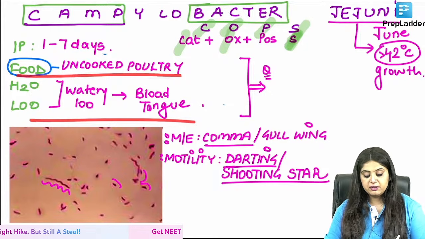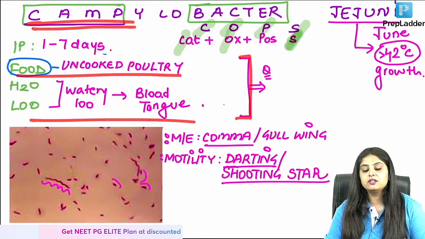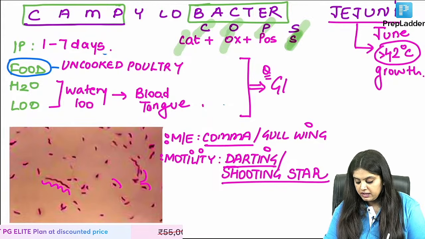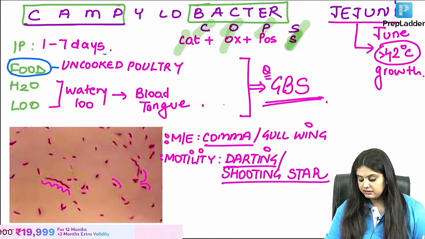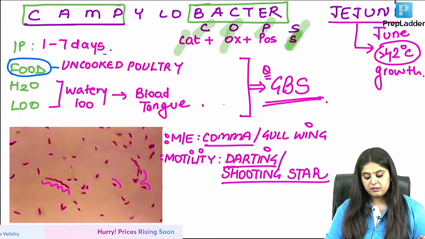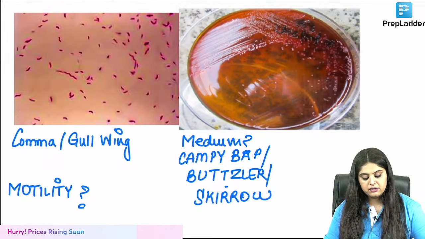Coming back, uncooked poultry will cause watery diarrhea followed by blood tinged. Till here it was understood. But one complication of Campylobacter jejuni that you are very scared of, one neurological complication is going to be GBS. Yes, perfect. So till here we understood.